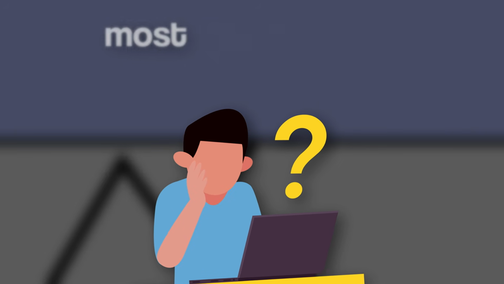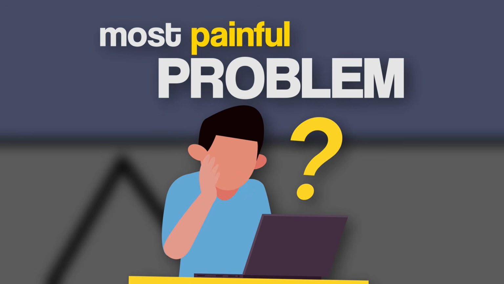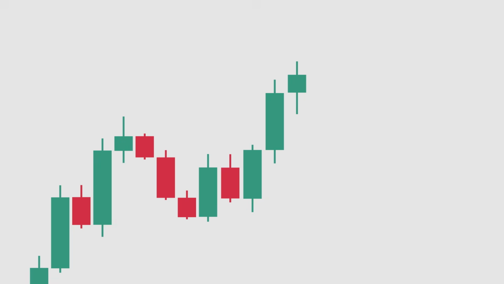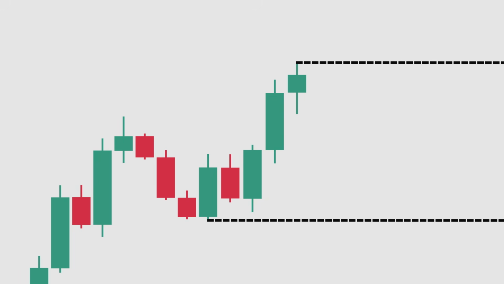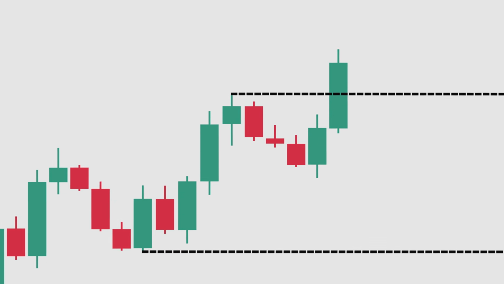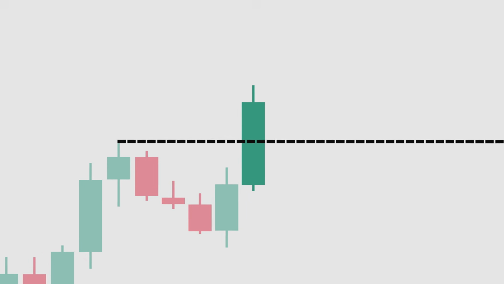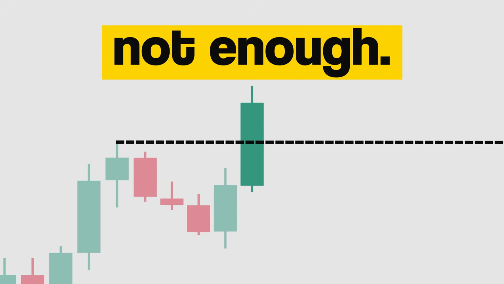And this is one of the most painful problems for traders because most people don't know how to interpret this correctly. So let's start with the easier one first, the liquidity run. In this example, we have an uptrend and a clearly defined external range liquidity. Price pushes into the swing high and closes above it. But here's the key point. One candle closing above the previous high is not enough to call it a liquidity run.